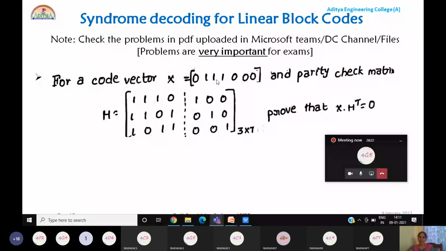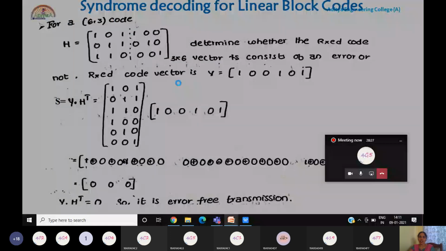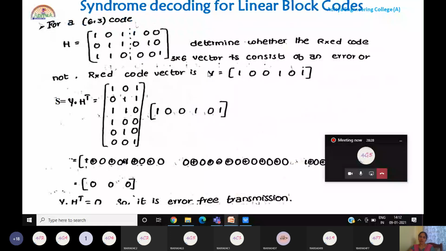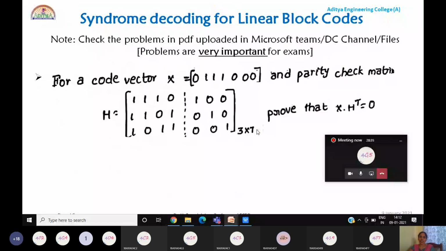So X is given here, but in the last problem, Y is given. Because Y is given, Y into H transpose is our syndrome. But in this problem, they asked you to prove that X into H transpose is 0. What is this property? This is property 1 of the syndrome decoder. They asked you to just prove that X into H transpose is 0.